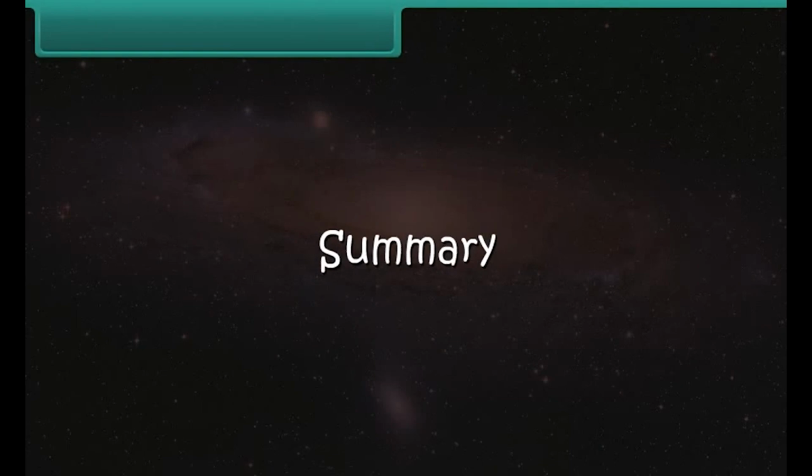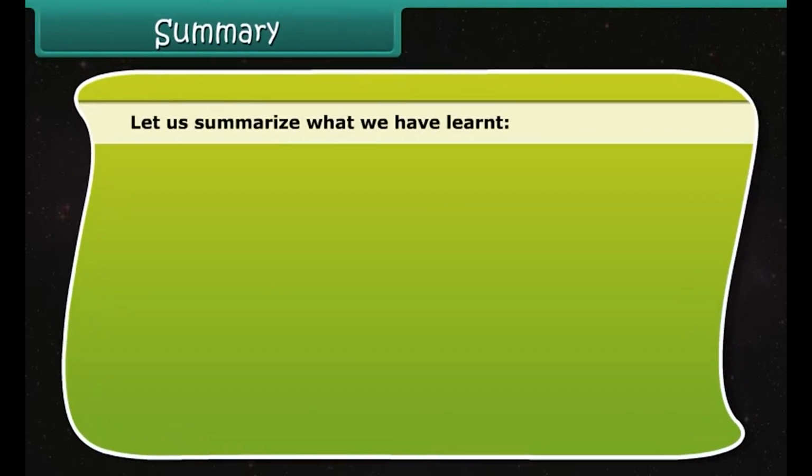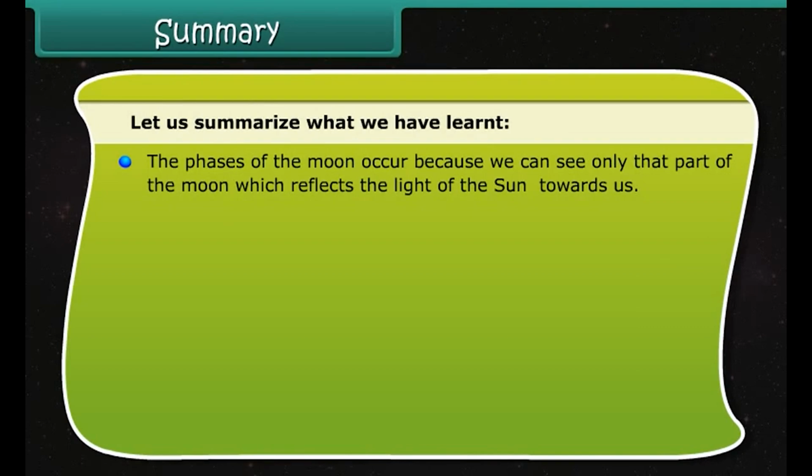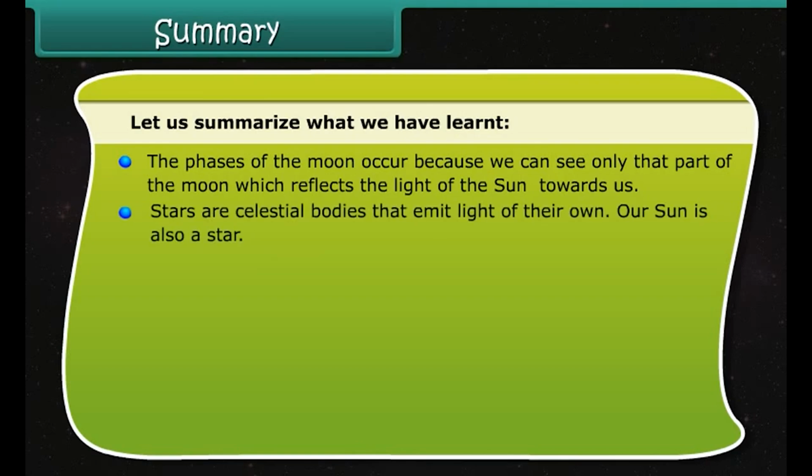Summary. Let us summarize what we have learned. The phases of the moon occur because we can see only that part of the moon which reflects the light of the sun towards us. Stars are celestial bodies that emit light of their own. Our sun is also a star. It is convenient to express distances of stars in light years.